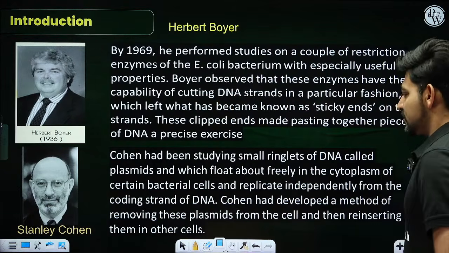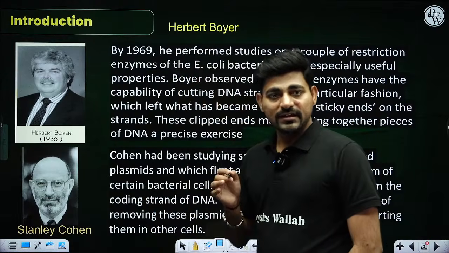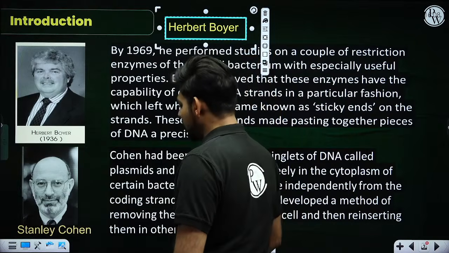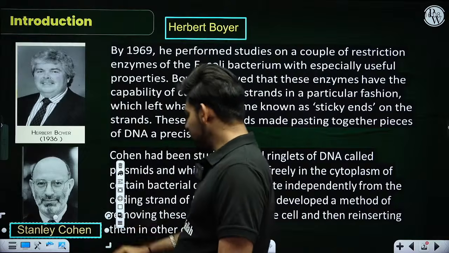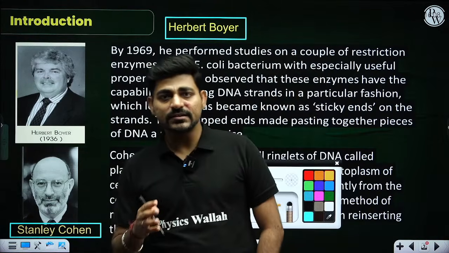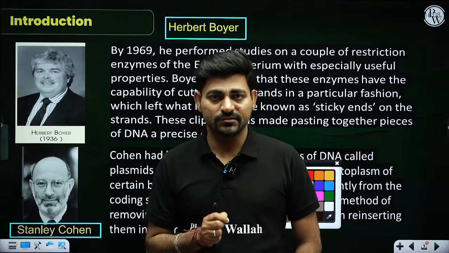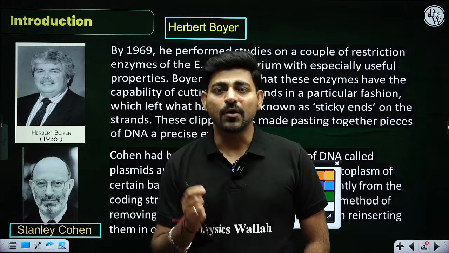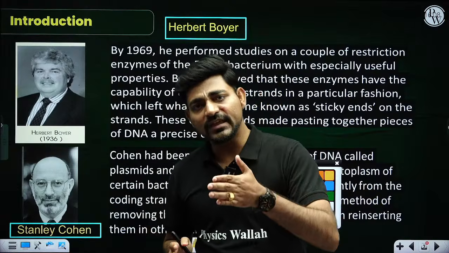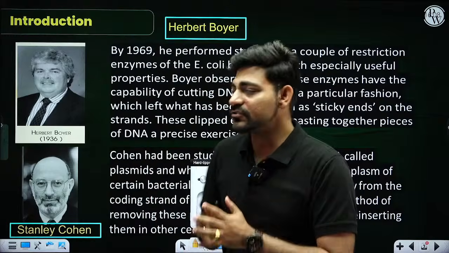So if you check your NCERT, at the beginning of this particular unit, you're going to get the names of two scientists. One is Herbert Boyer and another Sir Stanley Cohen. They are pioneers of rDNA technology or recombinant DNA technology. They taught us how to construct a recombinant DNA and to put that, or transform that, inside another host cell.